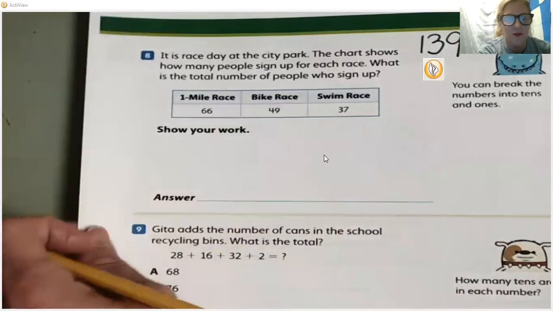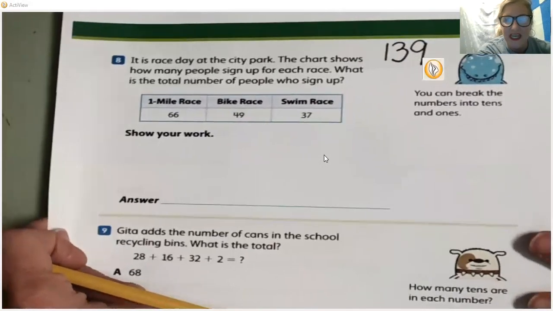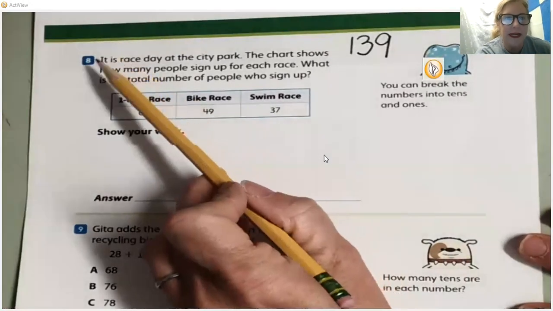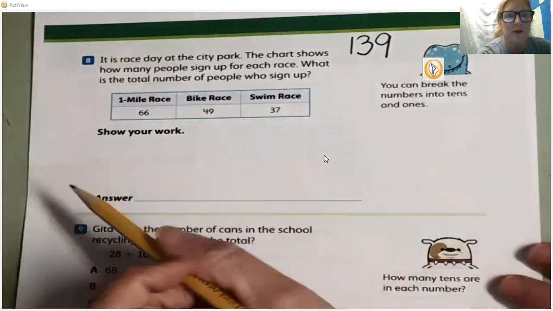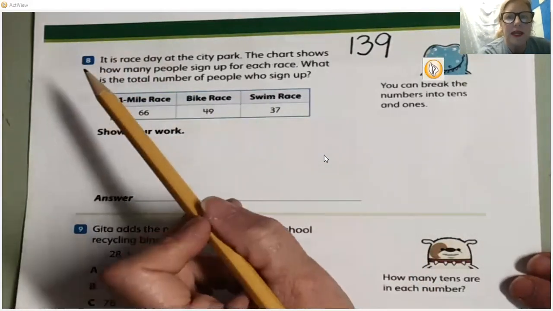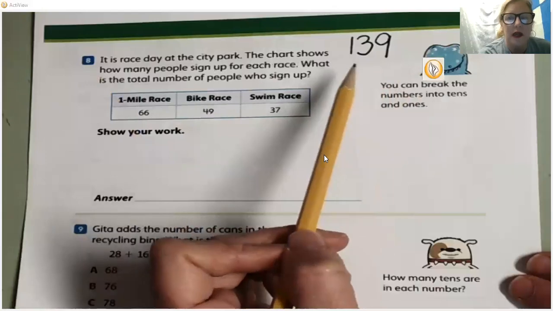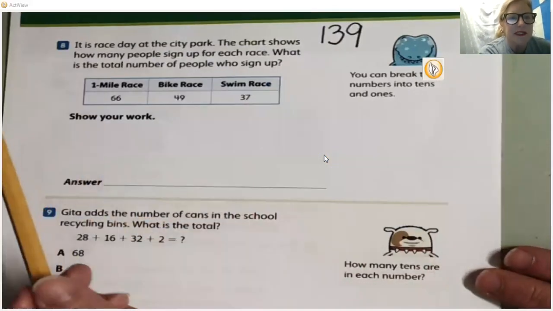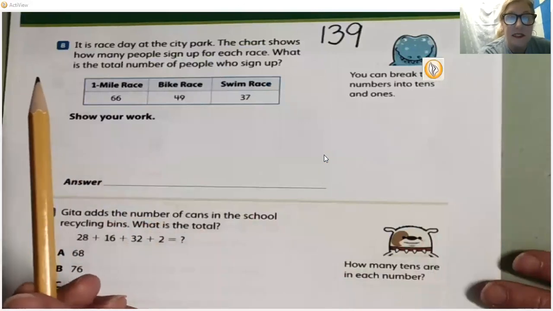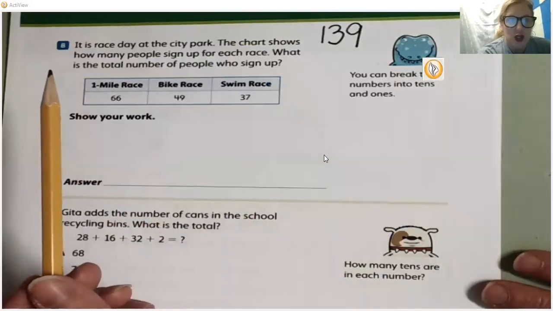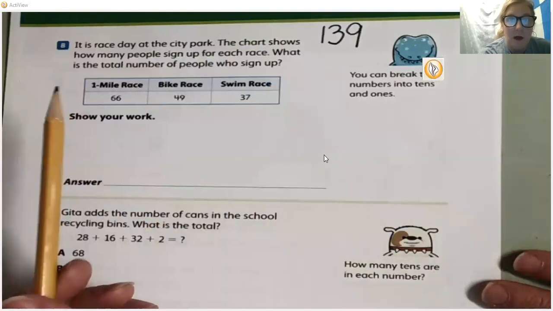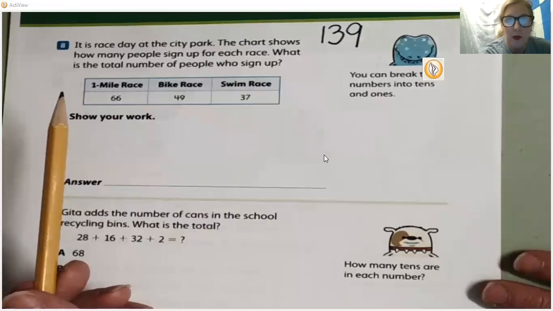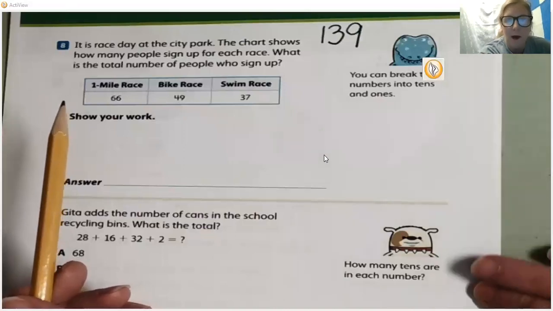So we've done the first couple of questions in this section. We did number 7, so we're at number 8. This is page 139. And it says, it is race day at the city park. The chart shows how many people sign up for each race. What is the total number of people who sign up?